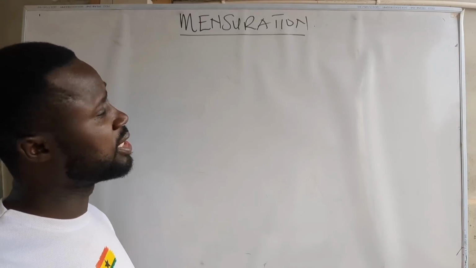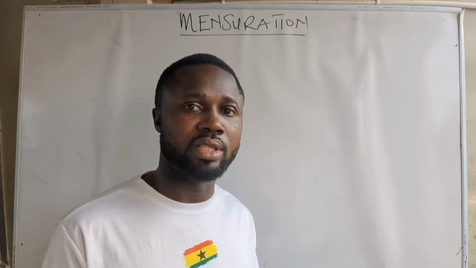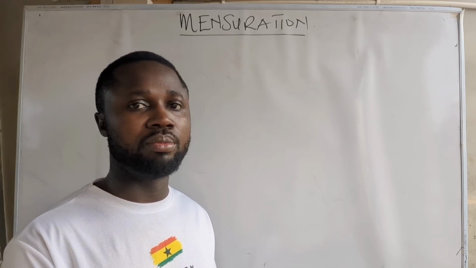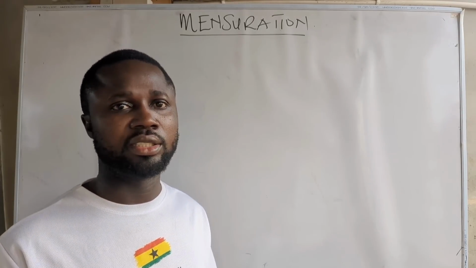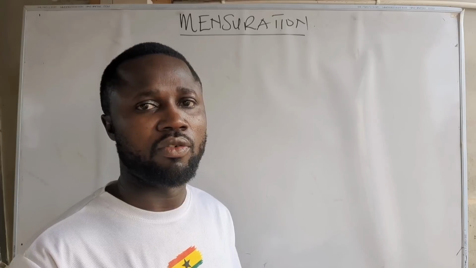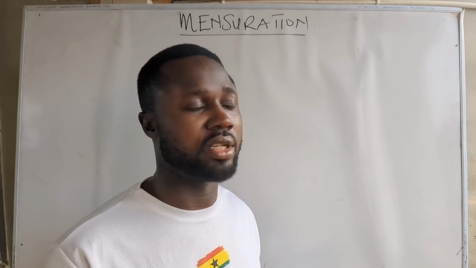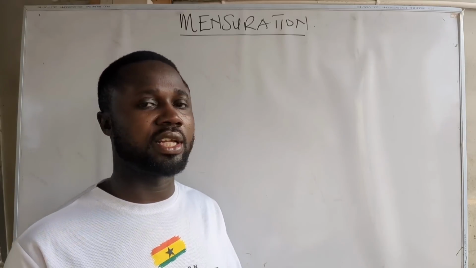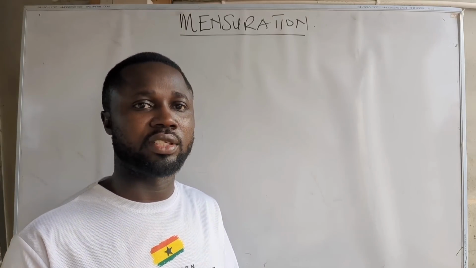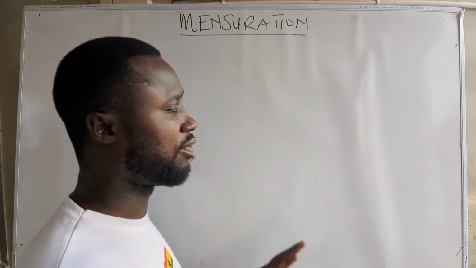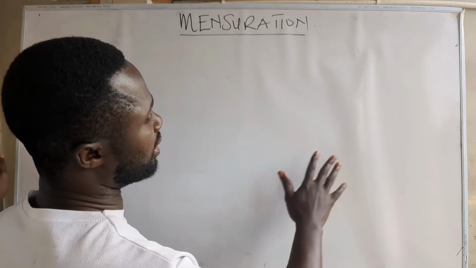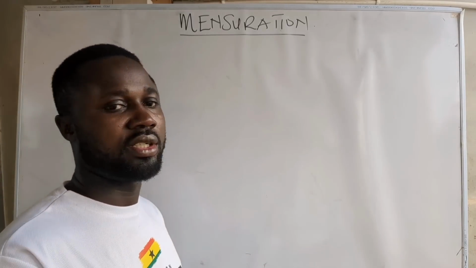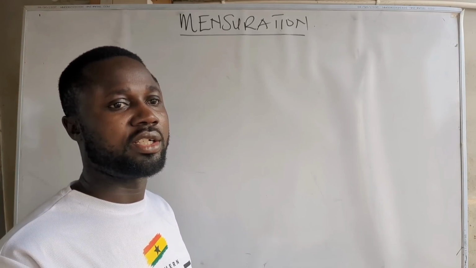Mensuration is an aspect of mathematics where we study the volume, the area, and the perimeter of what? Of plane figures. Okay, that is about mensuration. And for plane figures, we have the 2-dimensional figures and then the 3-dimensional figures. The figures that are flat are the 2-dimensional figures, and then you have the 3-dimensional figures.